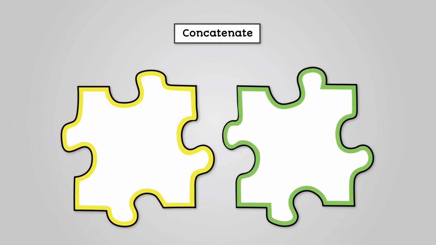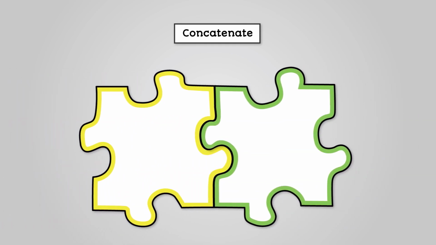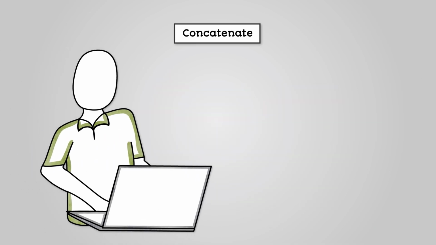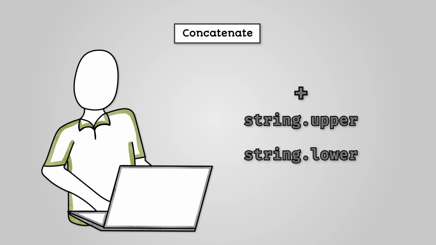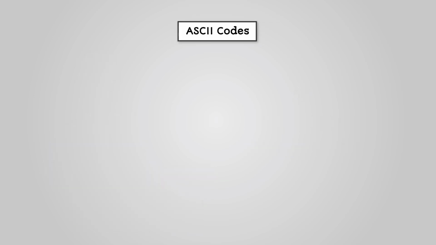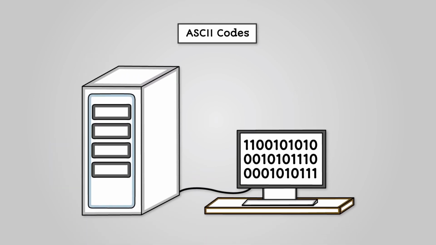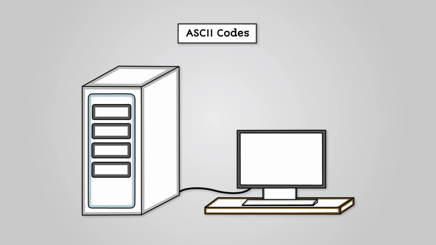So, to concatenate is the process of adding two strings together to make a new string. In Python we do this with the plus symbol. You can turn strings to uppercase or to lowercase using string.upper and string.lower. ASCII code is a numerical representation of a character. You can convert ASCII codes to letters using the function chr in Python. You can convert letters to ASCII codes using the ord function in Python.